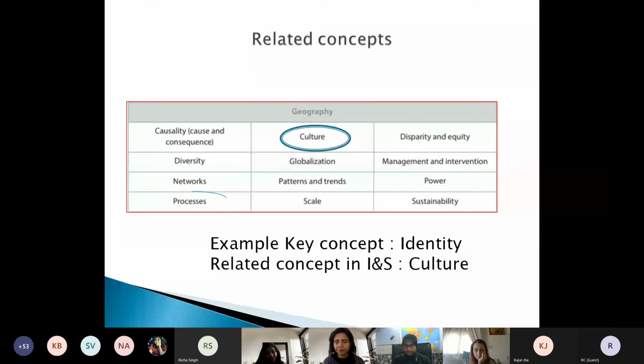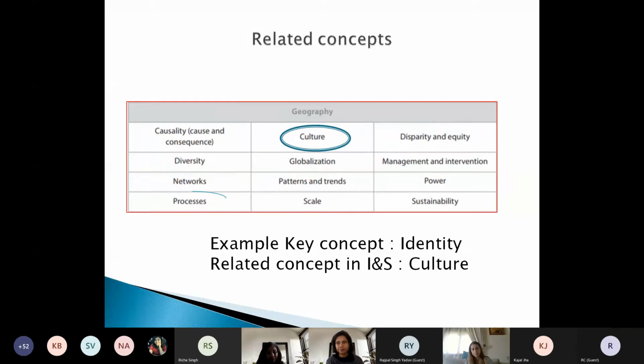So yes, and when you are selecting the related concepts, keep the key concept in mind and then develop a relationship between the key and related concept. It's very important to develop that meaningful relationship between key and related concept, and for that there has to be a lot of brainstorming between the teachers in the department, across the departments also at times, to have that relationship coming out, and it has to be meaningful.